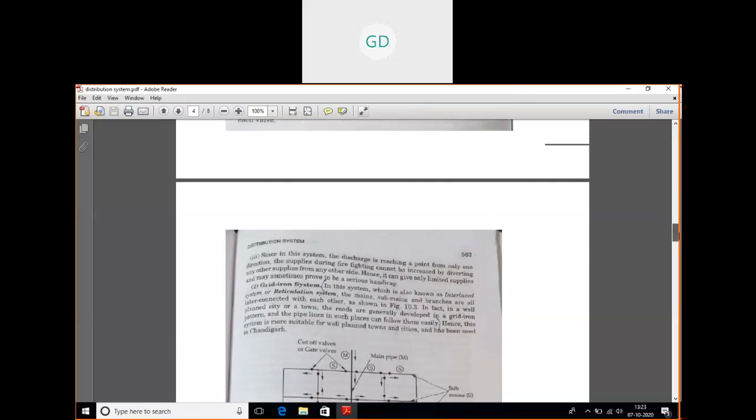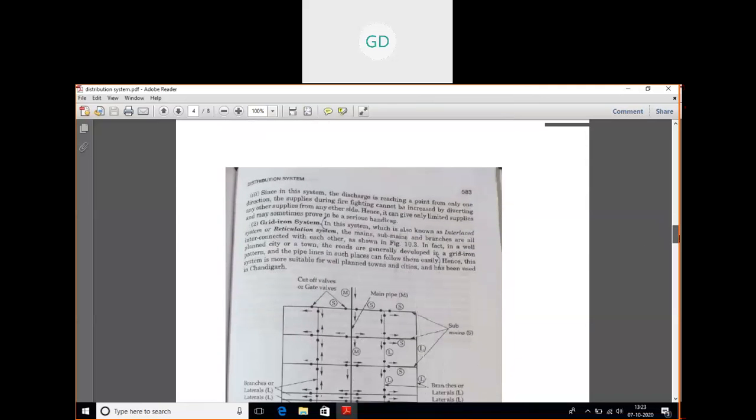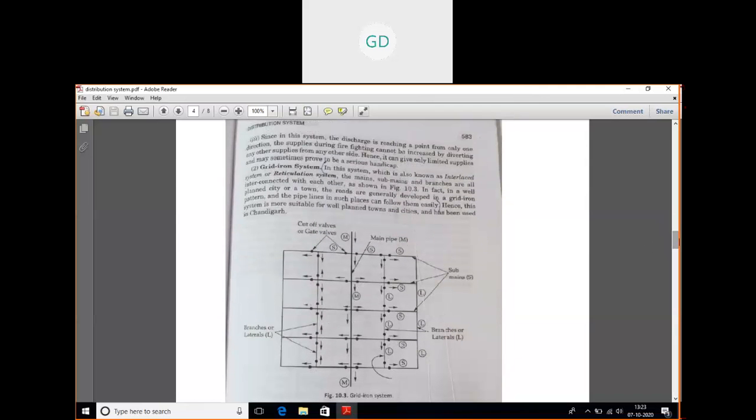You can write it down in your copy. Okay. So number two is your grid iron system. Grid iron system is also known as your interlaced system, or also as your reticulation system. So here the main supply pipe, the branches or the submain pipes are all interconnected to each other. From the diagram you can see that it is in a grid, a rectangular pattern or a square pattern.